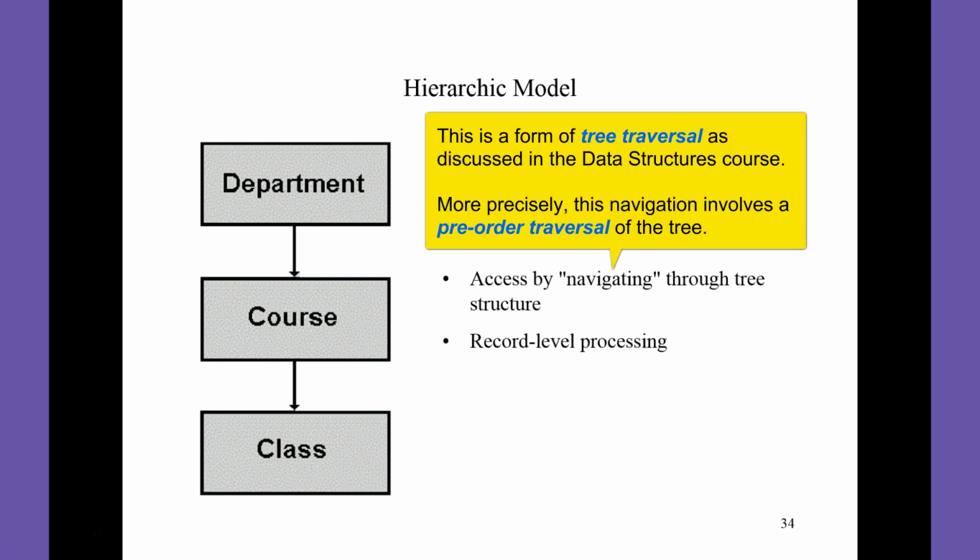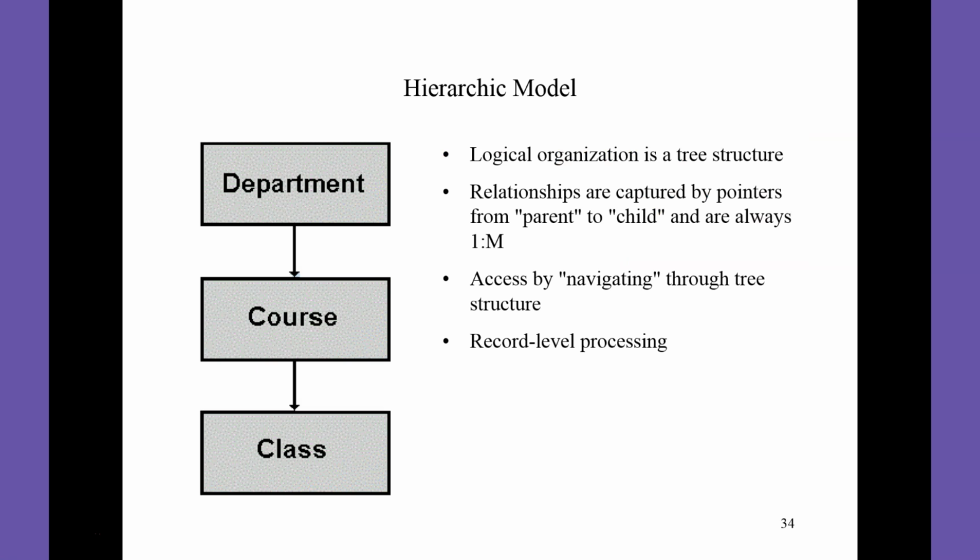Data will be accessed by navigating through the tree structure, a form of tree traversal, as you saw in data structures. As we navigate through this structure, we're always accessing a single node within the tree structure, hence we have record-level processing. Let's take a closer look at this, perhaps in practice, by looking at something we can relate to with respect to departments, courses, and classes.